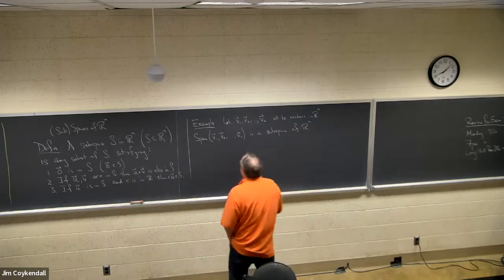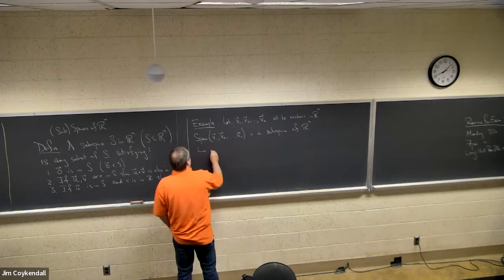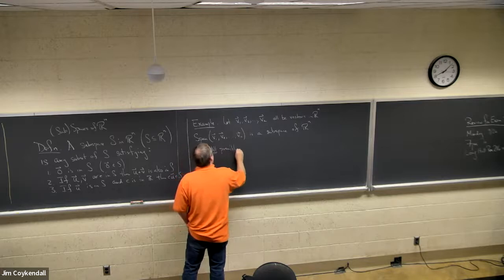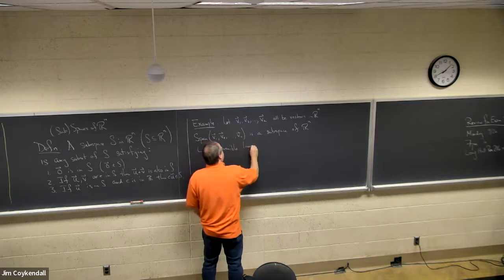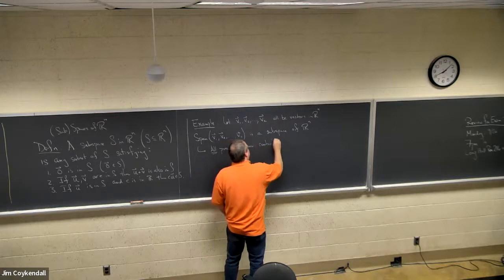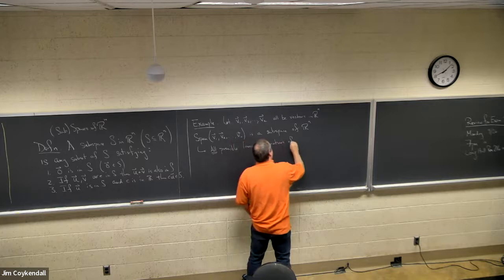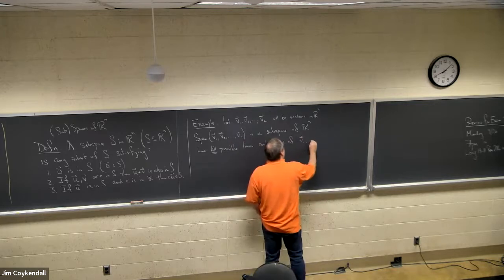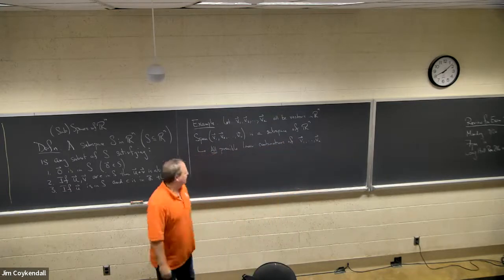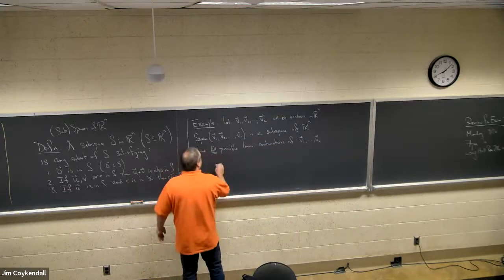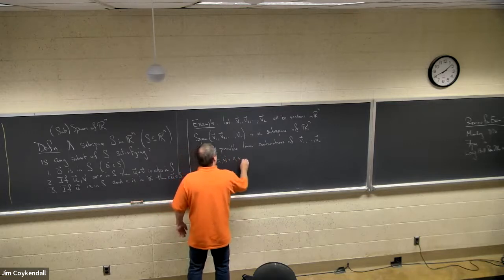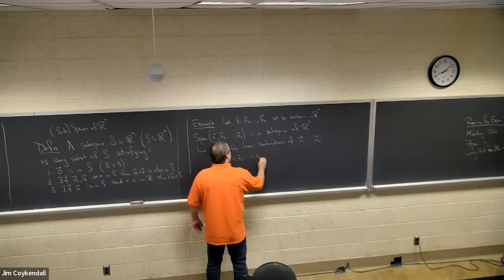So remember what the span is. All possible linear combinations. So the span is all possible linear combinations of vectors. So a typical element of the span might look like a1 b1 plus a2 b2 plus ak bk.